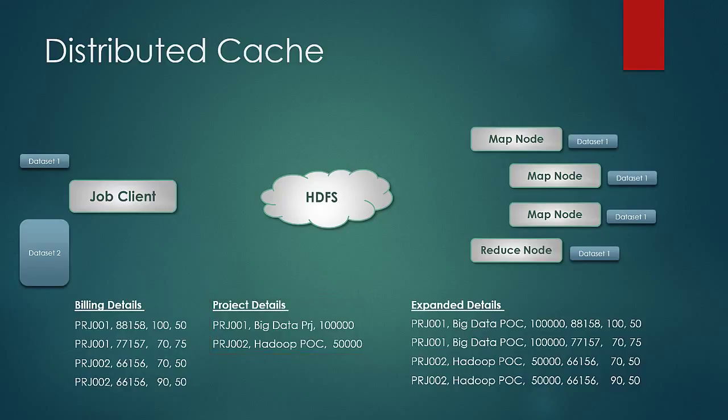So the idea is to use this mechanism when the dataset you want to look up is small, but not so small that you can put it in the map or reduce program itself. In all those cases where we need to refer to a relatively smaller dataset at the map or reduce phase, we would use this concept of distributed cache.